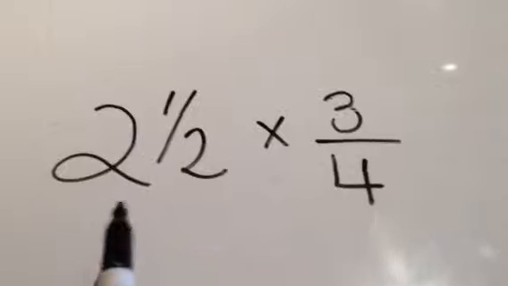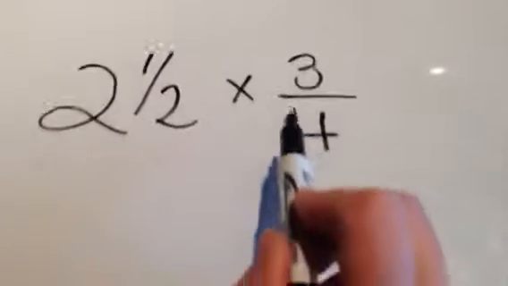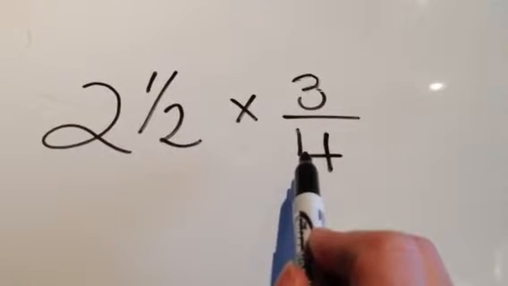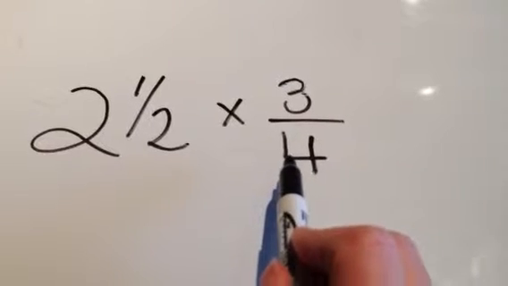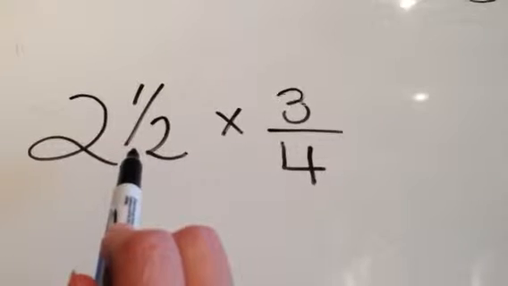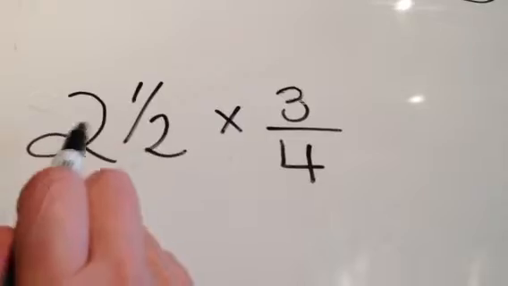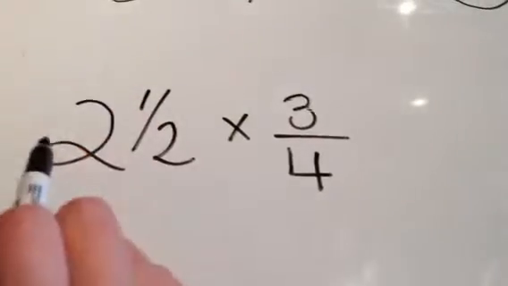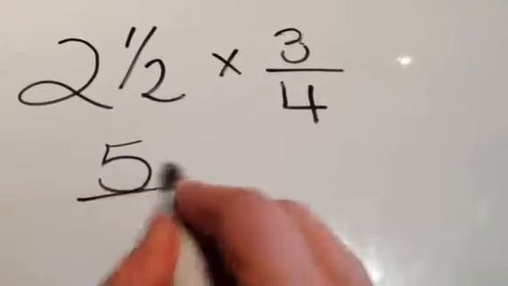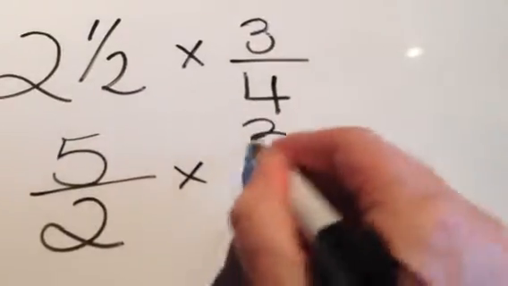In this next problem, right away we notice that we have a mixed number and a proper fraction. So those are two different forms of fractions. So what we want to do before we even multiply is change this mixed number to an improper fraction. And to do that, you multiply the denominator by the whole number. 2 times 2 is 4, and then add the numerator. 4 plus 1 is 5. So this is going to change to 5 over 2, the denominator stays the same, times 3/4.